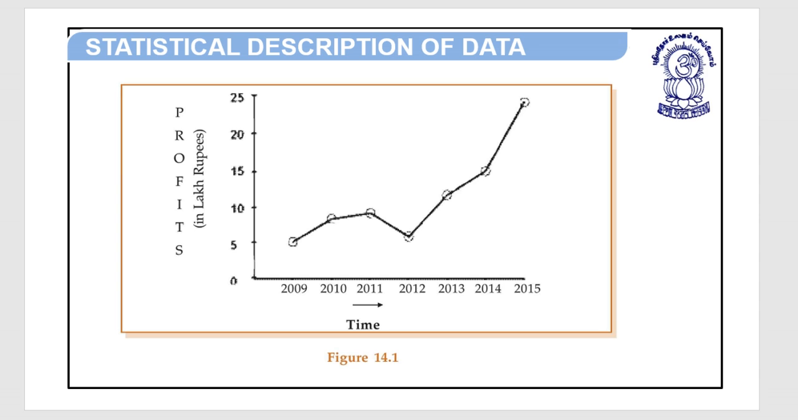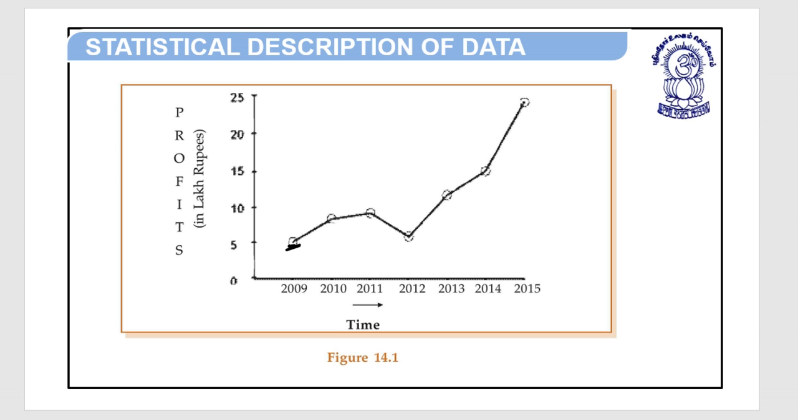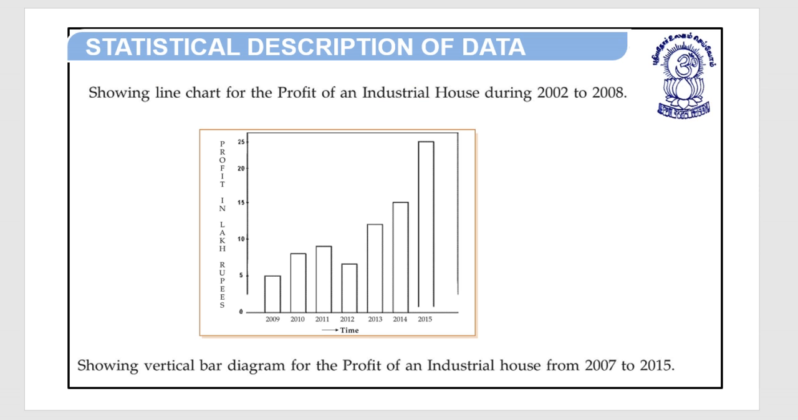Like in 2009, there is a 5. In 2010, 8. And so on. Showing line chart for the profit of an industrial house during 2002 to 2008. Showing the vertical bar diagram for the profit of an industrial house from 2007 to 2015.